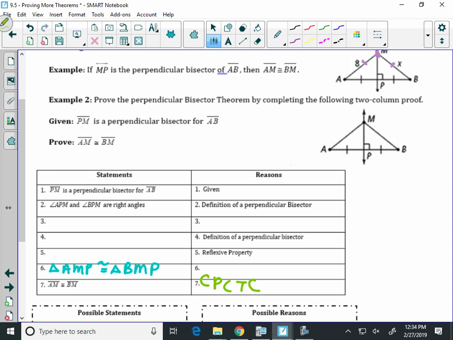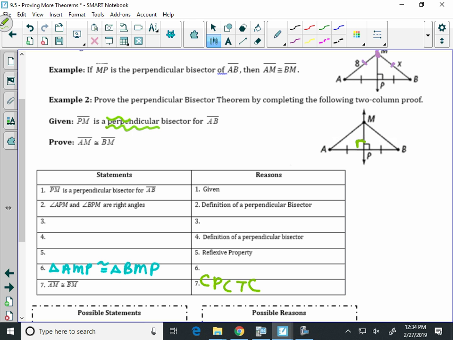Okay? Well, I have a vocab word. My reason is going to be the definition of that vocab word. They wrote that for us. What they came up with from that is that angle APM and angle BPM are right angles, because we're dealing with perpendicular lines. That's what perpendicular lines are for. So I'm going to mark them in my diagram. And we talked about this before.